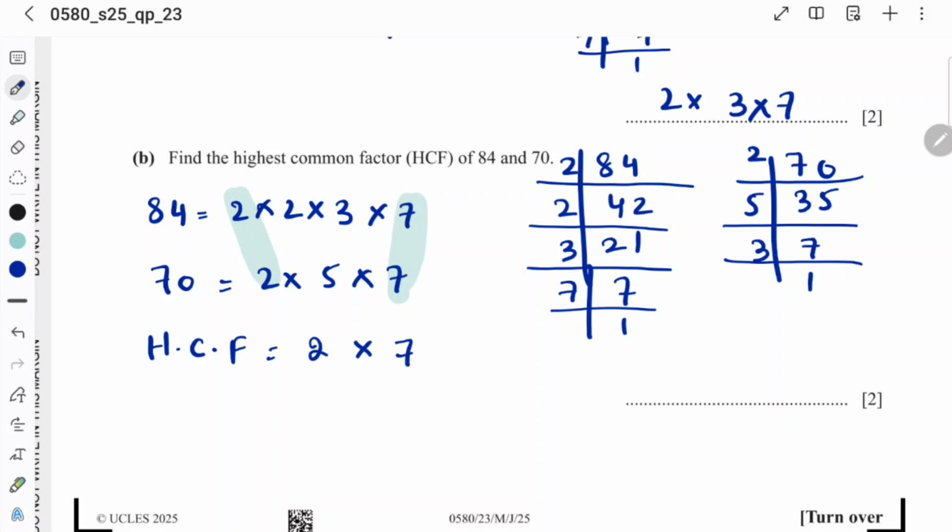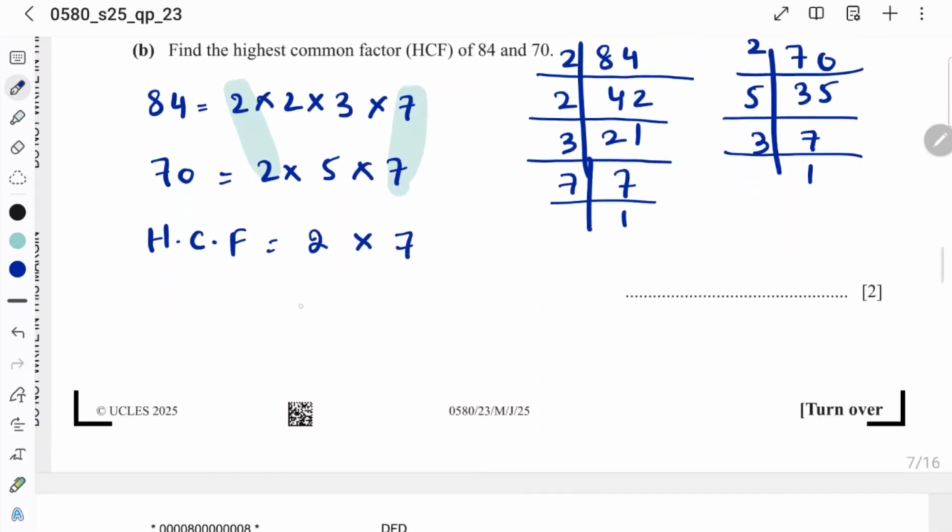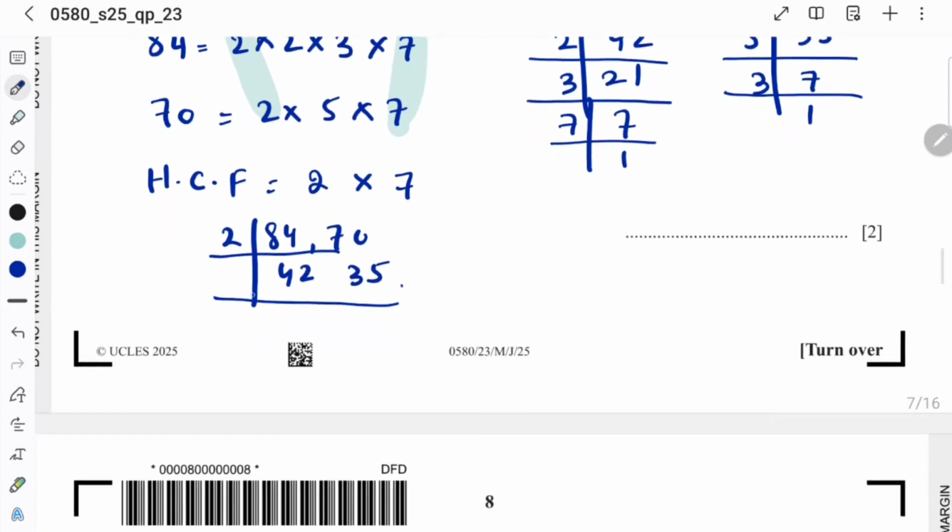You can find it together as well if you want. For example, 84 and 70, 2 times 42 and 2 times 35. You can do it until both of them have a common factor, like in factorization, where we take common. 7 sixes are 42, 7 fives are 35. Now it's not coming in any table together, so that's your answer. So 14 is the answer.